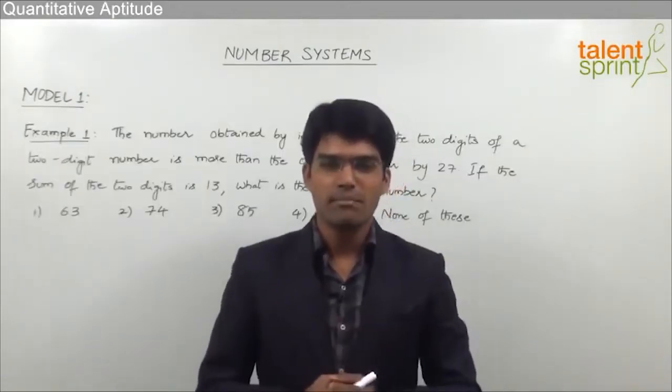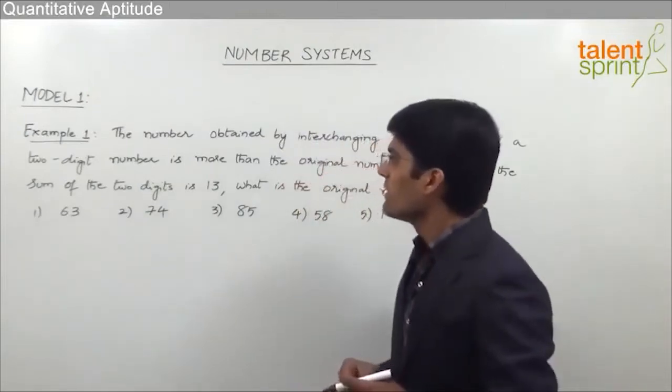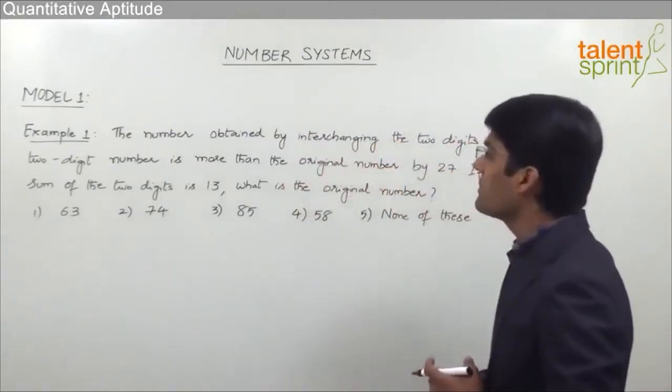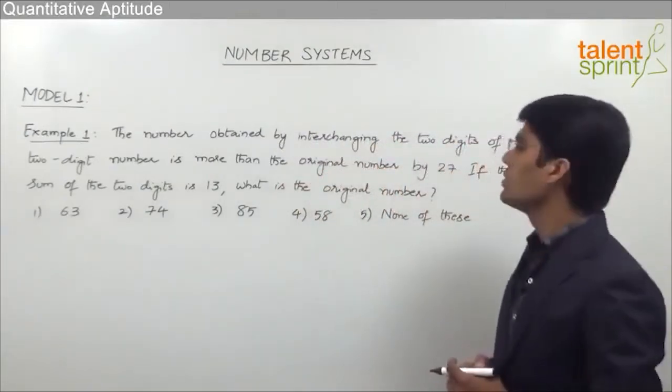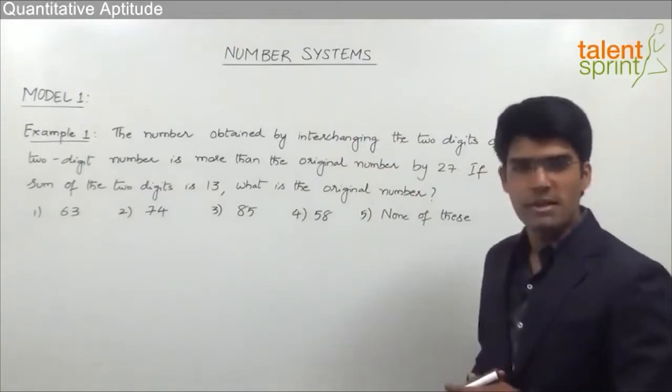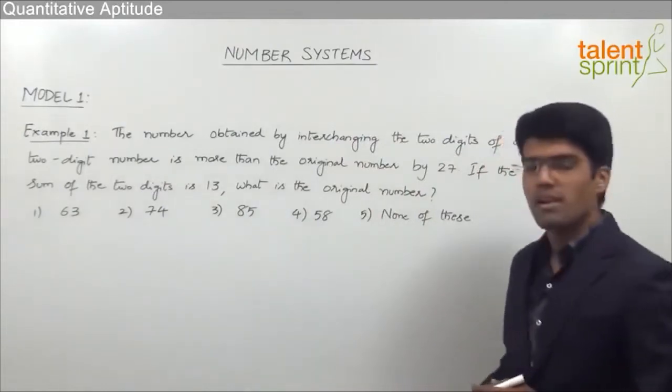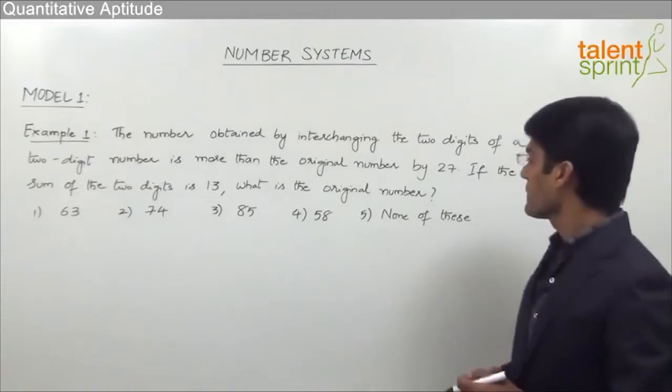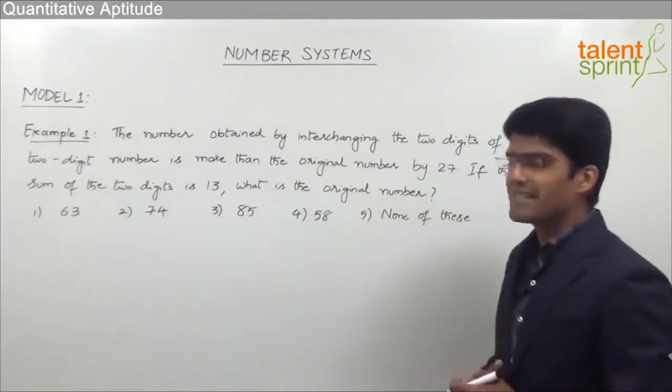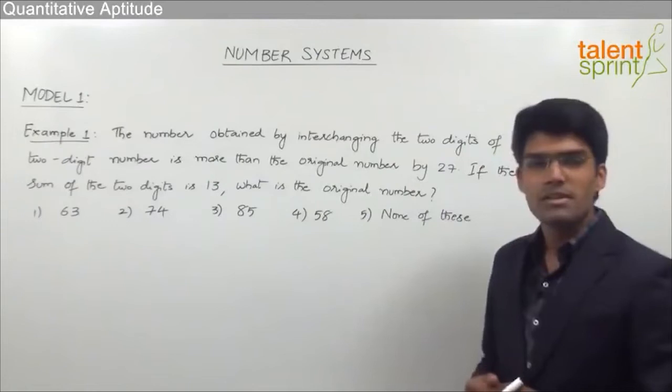Let us now take an example from model 1. The given question here is: the number obtained by interchanging the two digits of a two-digit number is more than the original number by 27. If the sum of the two digits is 13, then what is the original number?